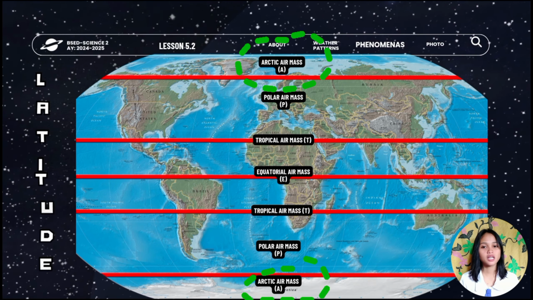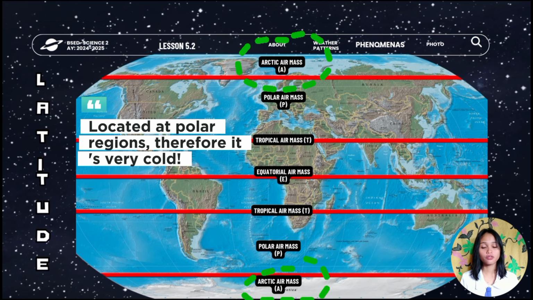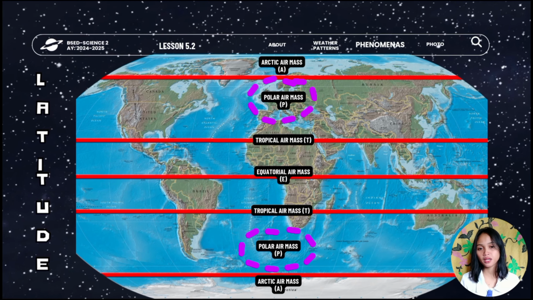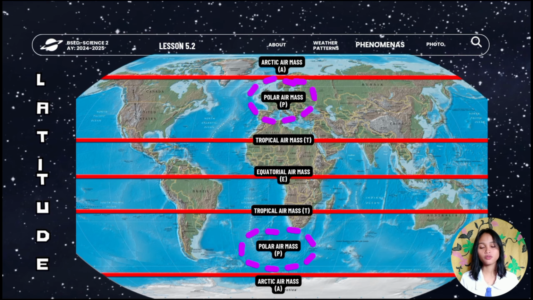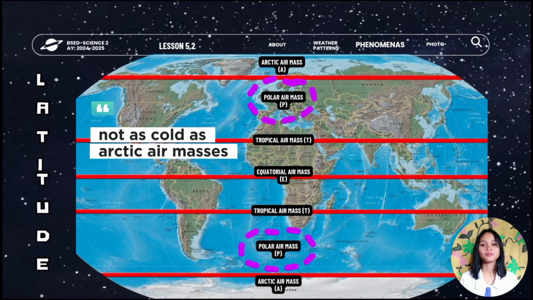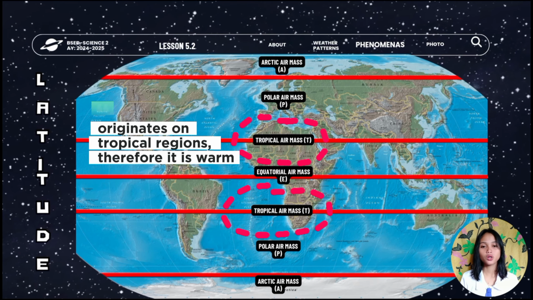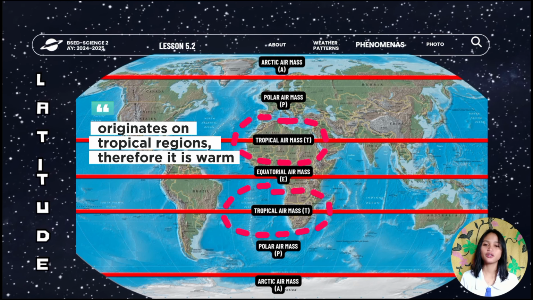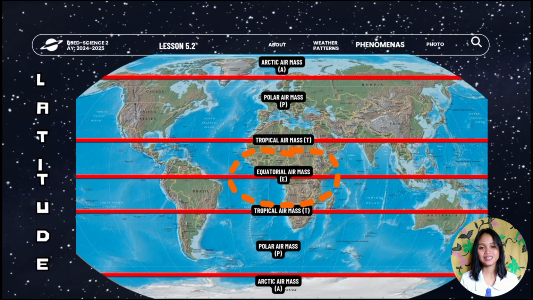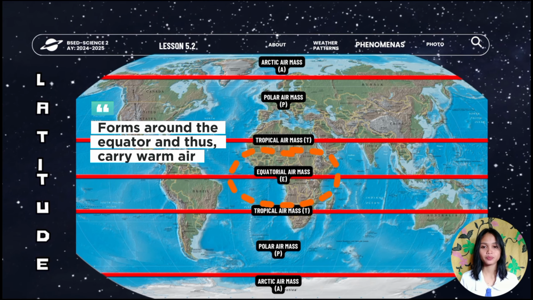Arctic air masses, represented with the uppercase letter A, originate over the Arctic or Antarctic regions and therefore are very cold. Polar air masses, represented with the uppercase letter P, originate over the higher latitudes of both land and sea and therefore are not as cold as Arctic air masses. Tropical air masses, represented with the uppercase letter T, originate over the tropical region and therefore are warm and hot. Equatorial air masses, represented with the uppercase letter E, form around the equator and they carry very warm air.